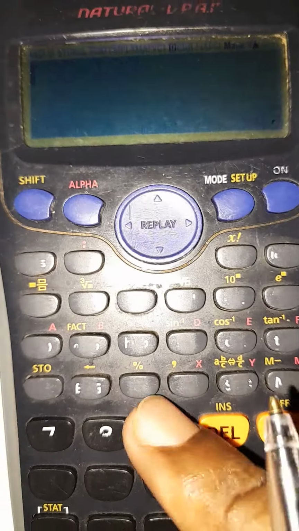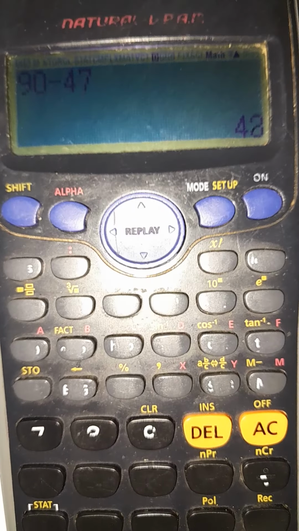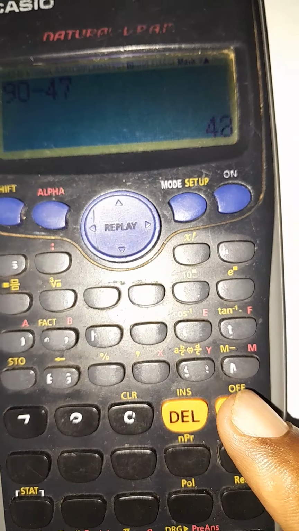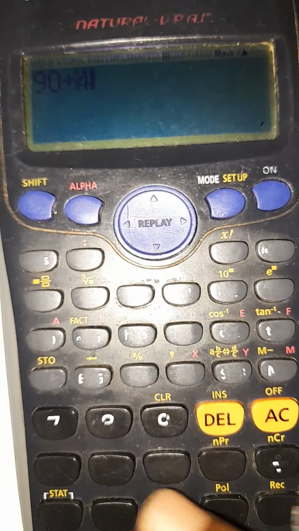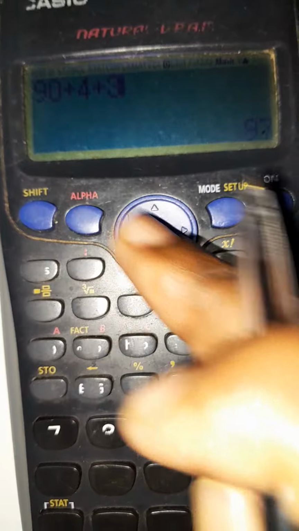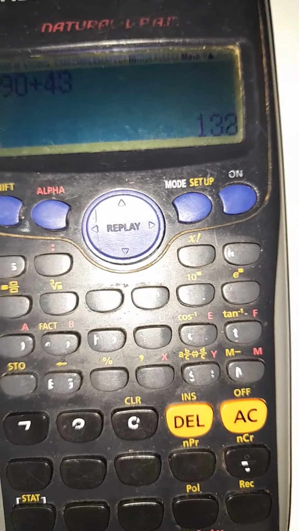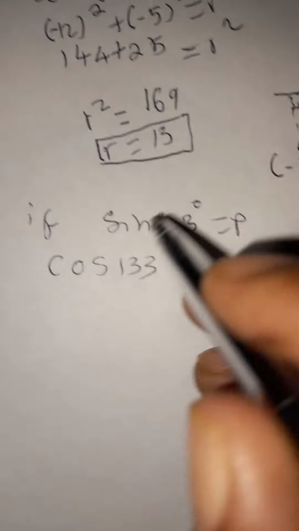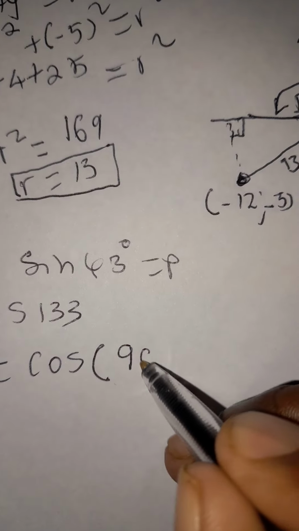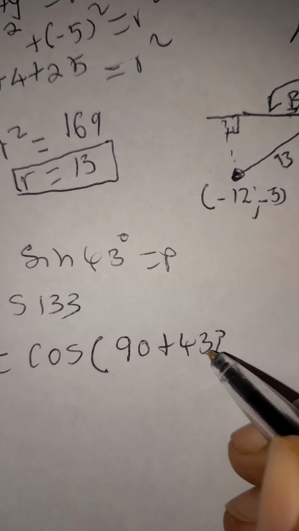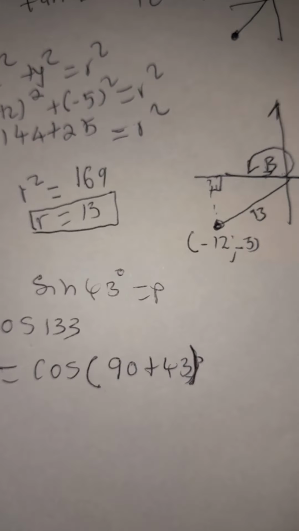I still have to change this. 90 minus 47. Oh, that means it's a cofunction. Firstly, it's a cofunction. So that means I was supposed to say 90 plus 43. Sorry for that. 90 plus 43 is 133. So in this case, I was supposed to say cos of 90 plus 43, which is equal to 133. So which quadrant is this?